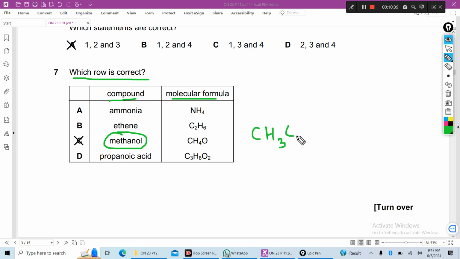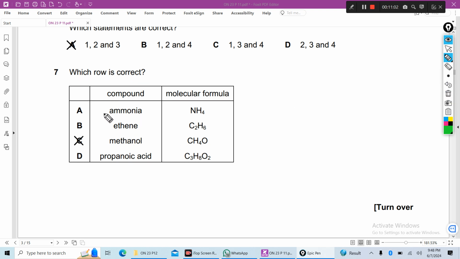CH3OH. The molecular formula will be 1 carbon, 4 hydrogen, CH4O, and this is a compound because methanol has 1 carbon, 4 hydrogen and 1 oxygen chemically combined.